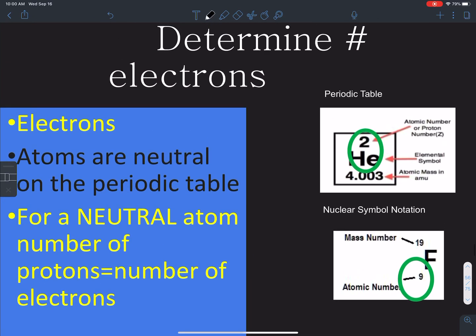Okay, to determine the number of electrons, we have to understand that all atoms that are in the periodic table are neutral. And that means they don't have any charge at all. No charge.